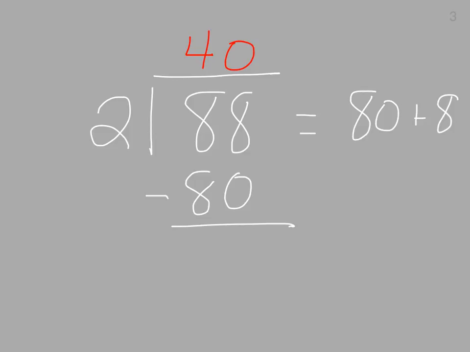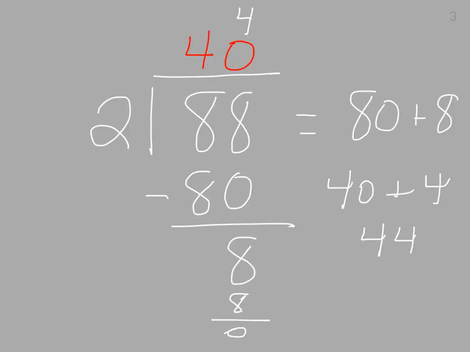Subtract 8 minus 0, that's 8. So now we think, how many times does 2 go into 8? 2 goes into 8 4 times, and I'm going to put that over the units there. And that gives me 2 times 4, and that equals 8. And there is my answer, 40 plus 4, which is 44. So now if I go 44 times 2, I'm going to have 88.